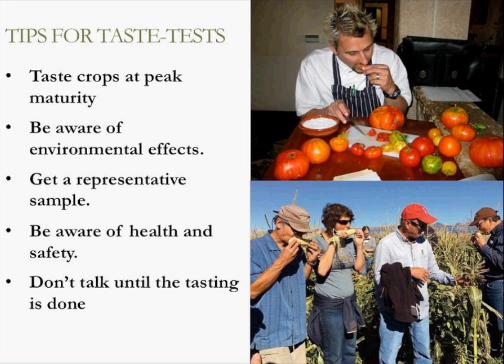You want to make sure to taste the crops when they're mature and to try to get everything at an equal stage of ripeness, so that you're comparing varieties at the same stage of ripeness and you don't have one that's different than the others because it's a little underripe or a little overripe. Be aware of what's happening in the environment. So tomatoes, for example, will taste different after getting 4 inches of rain than after a week of no rain. So make sure that you're aware of that.